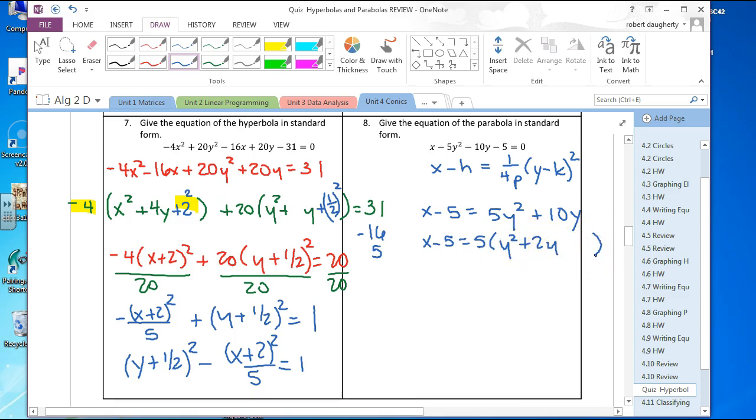And now what do I need to do to complete the square? I need to add 1 squared. So that's the same as adding 5. So I need to add 5 to the left as well. My answer is x equals 5 times (y plus 1) squared.